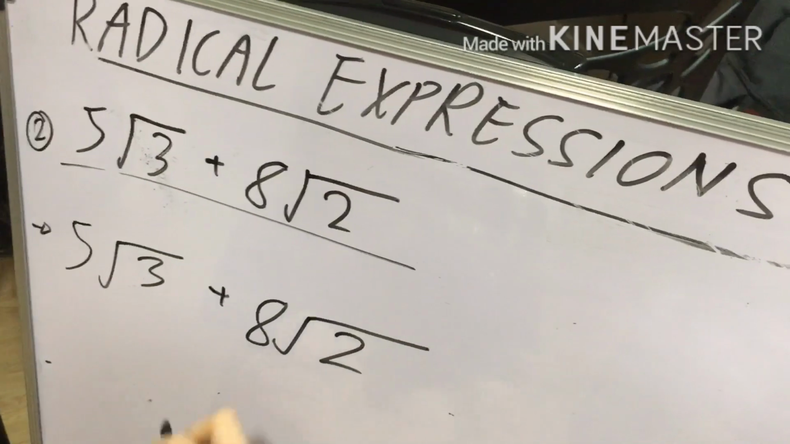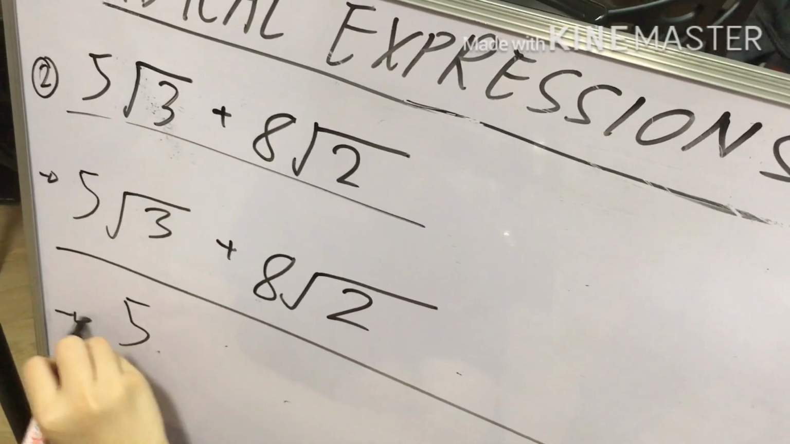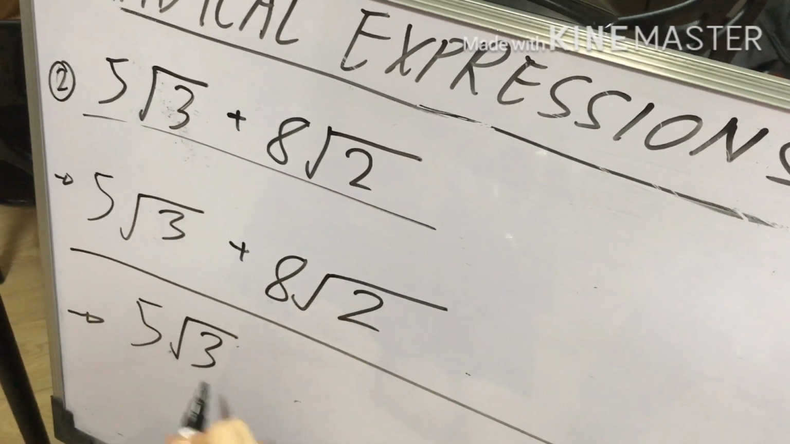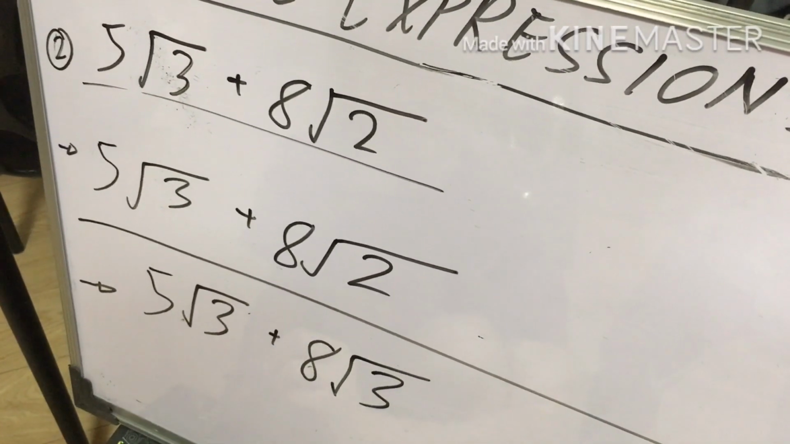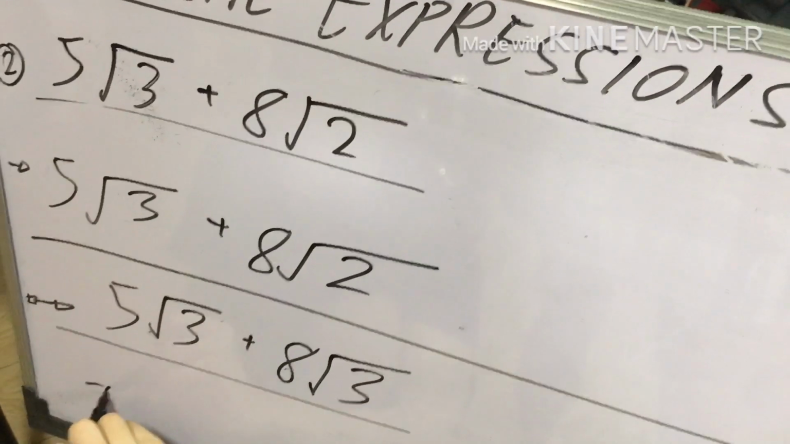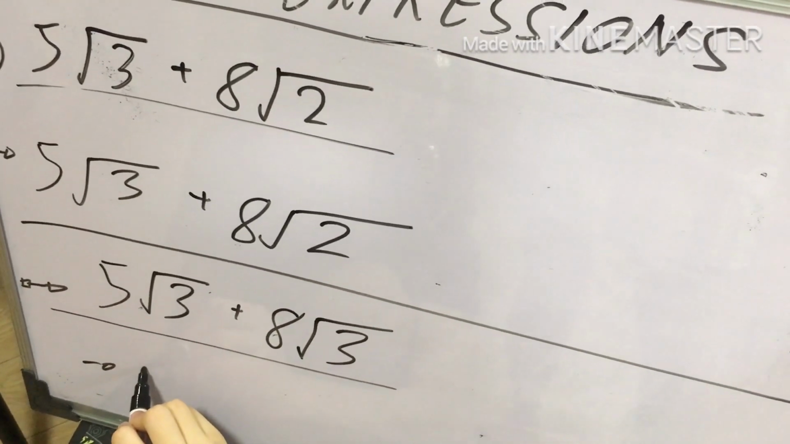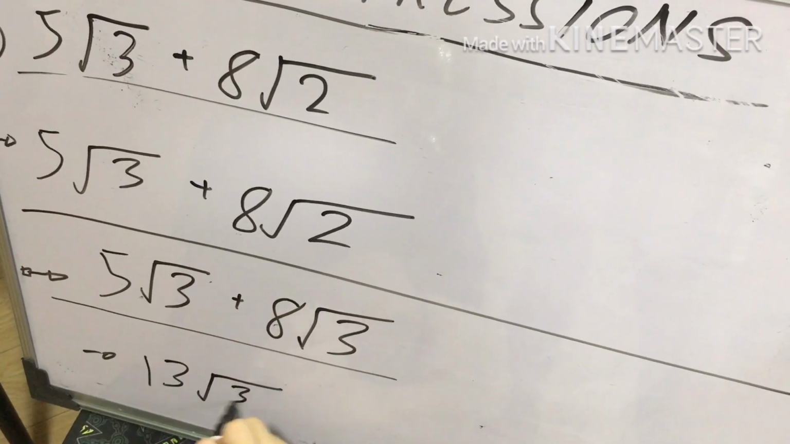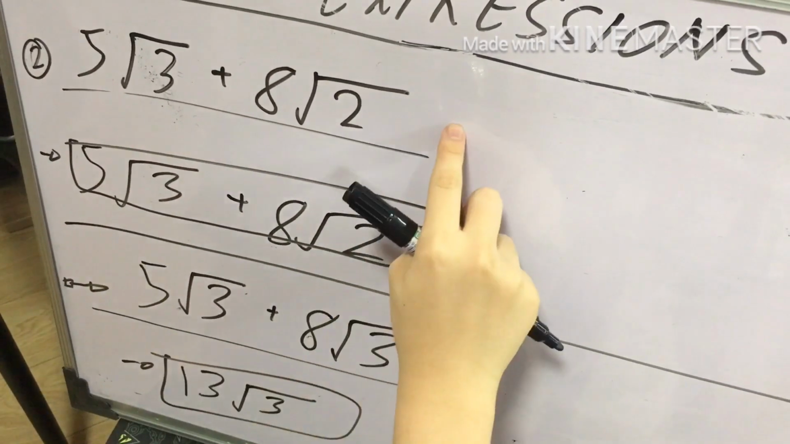But just in case it would be, this is different, okay? 5 times the square root of 3 plus 8 times the square root of 3. This is another problem. How to solve it? Now that we have these like radicands, we can simply add 8 and 5. 13 times the square root of 3. Final answer. You might want to ponder this and this.